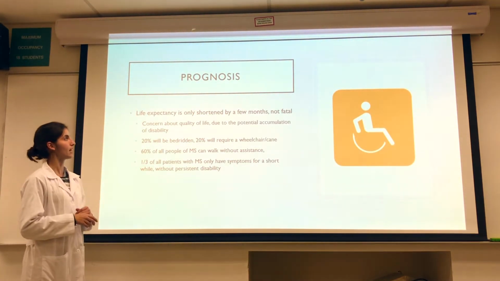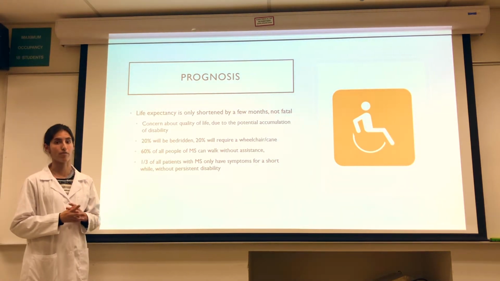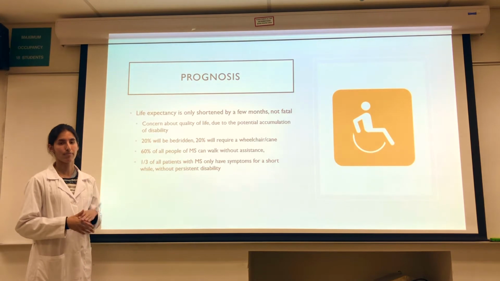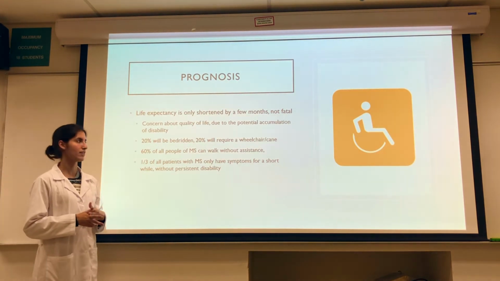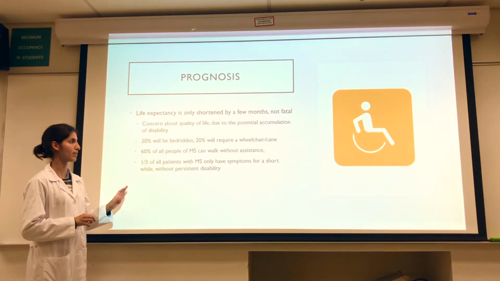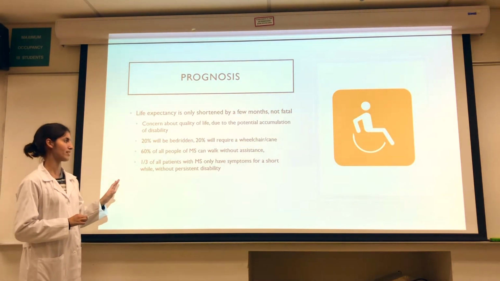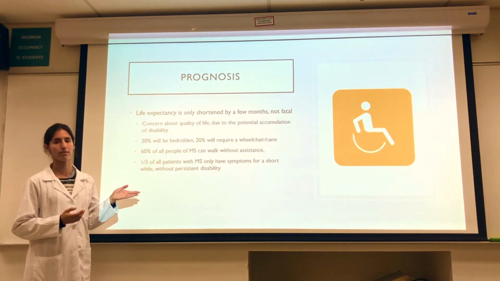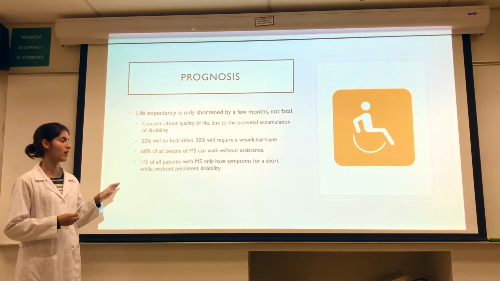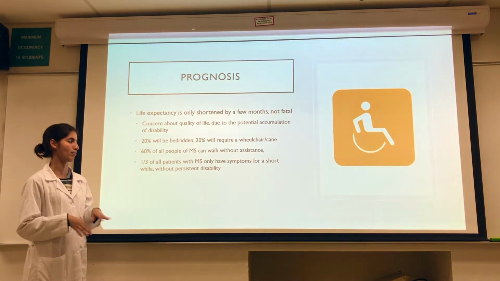Prognosis. The life expectancy is only shortened by a few months, and MS is not fatal. But there is a concern about the quality of life because of the accumulation of the disabilities. 20% of patients with MS will be bedridden, 20% will require a wheelchair. But 60% of all people with MS can walk without assistance. And 1/3 of all patients will have symptoms for only a short while and without persistent disability.